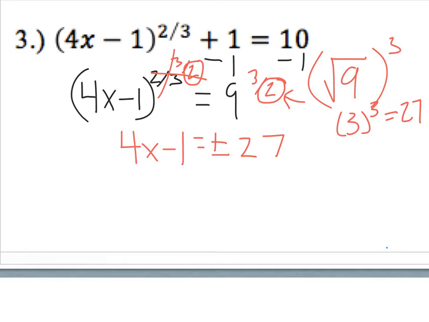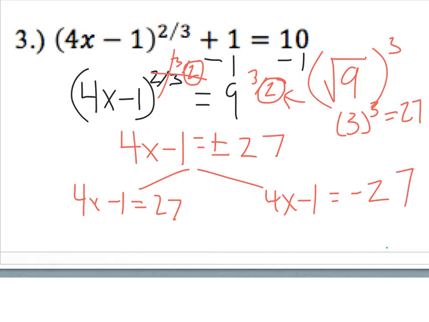Now let's solve. We have to break this up into two different equations. We have 4x minus 1 equals 27, the positive, and then 4x minus 1 equals negative 27. Add 1 to both sides, so 4x equals 28. So x equals 7.